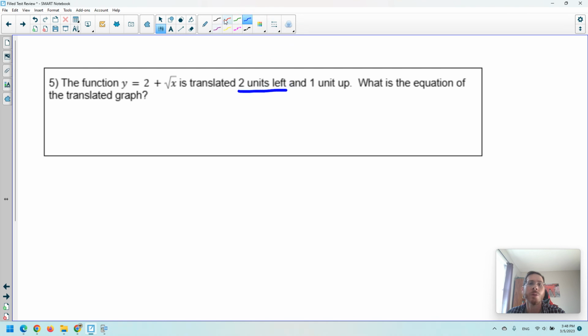We're going to go left 2. We're going to go up 1. What is the equation of the translated graph? So it looks like we're not doing any stretches or anything. So from the original, y equals 2 plus square root x.